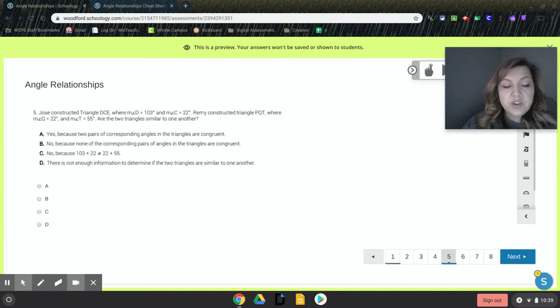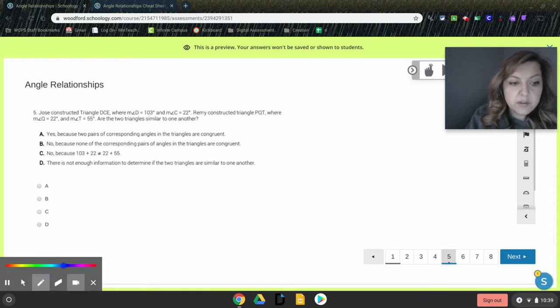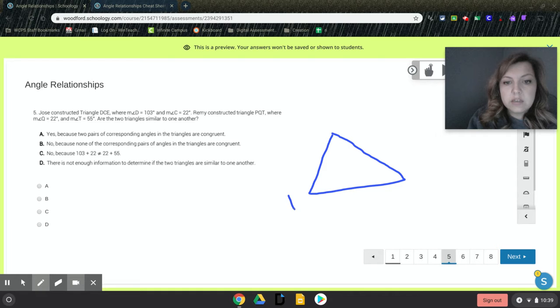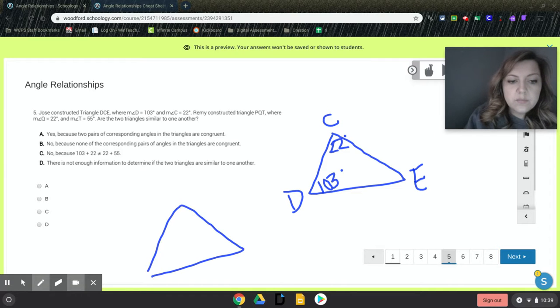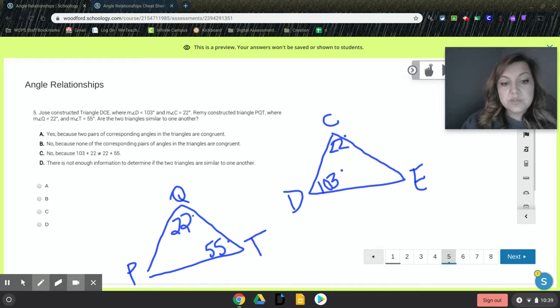All right, Joe constructed triangle DCE where the angle of D is 103 degrees and the angle of C is 22 degrees. So always draw it, okay? We got triangle DCE where angle D is 103 and angle C is 22. Remy constructed triangle PQT where angle Q is 22 and angle T is 55. Are the two triangles similar?